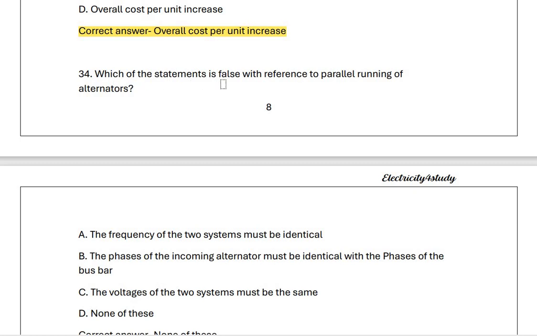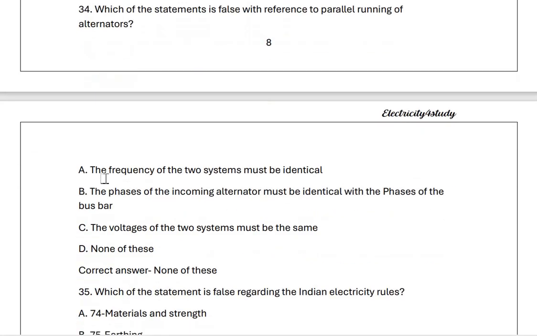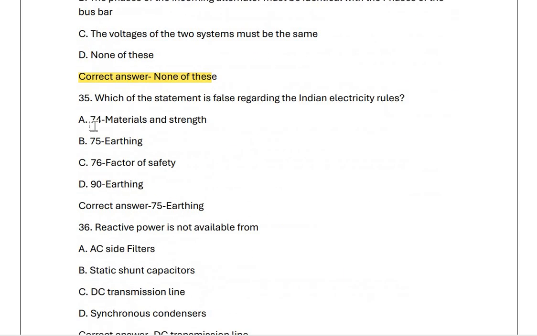34. Which of the statements is false with reference to parallel running of alternators? A. The frequency of the two systems must be identical. B. The phases of the incoming alternator must be identical with the phases of the bus bar. C. The voltages of the two systems must be the same. D. None of these. Correct answer: none of these.